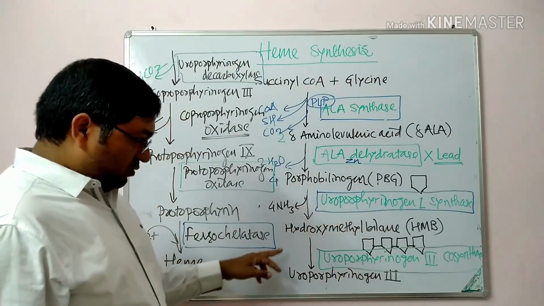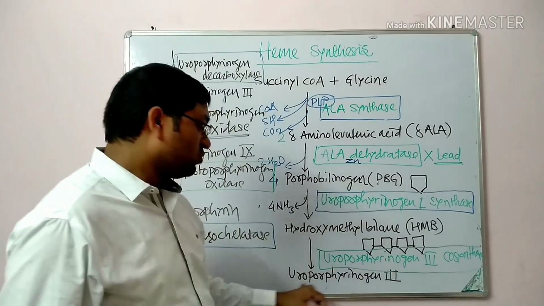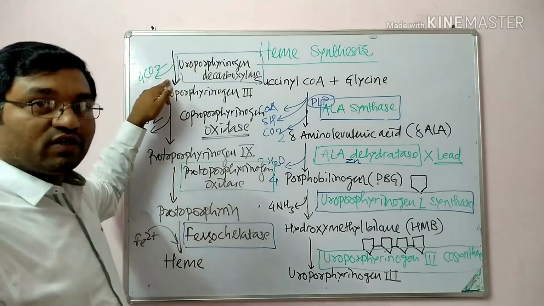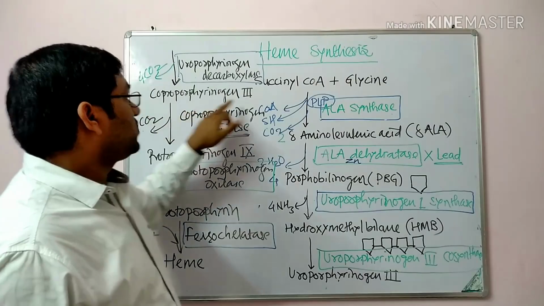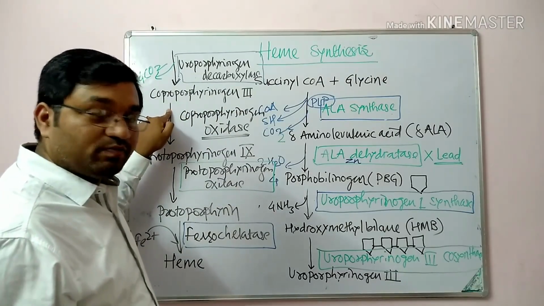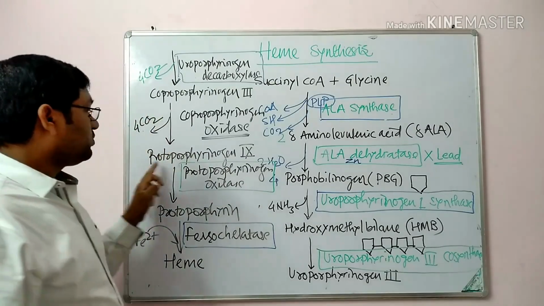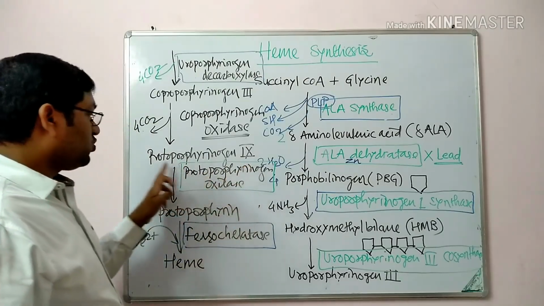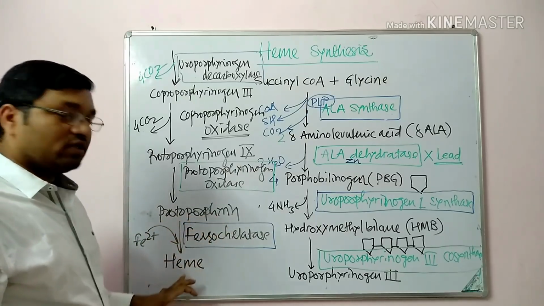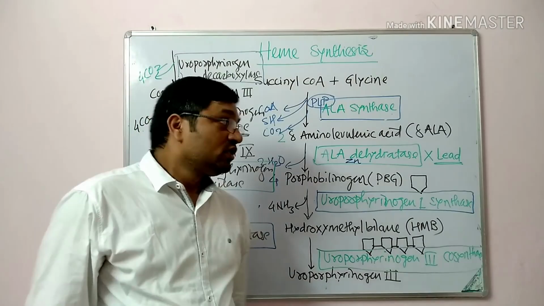Here this linear tetrapyrrole undergoes cyclization with the help of cosynthase enzyme and gives uroporphyrinogen III, which on decarboxylation, means acetyl group is converted into methyl group, gives coproporphyrinogen III. Then propionyl groups, which are present on the first and second position, get converted into vinyl group and we get protoporphyrinogen IX. And this is converted into protoporphyrin, which is converted into heme. The iron gets the central position and it is converted into heme.